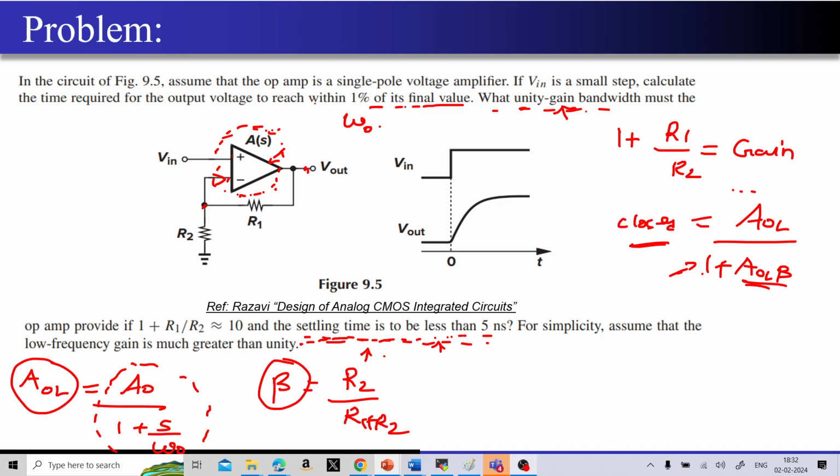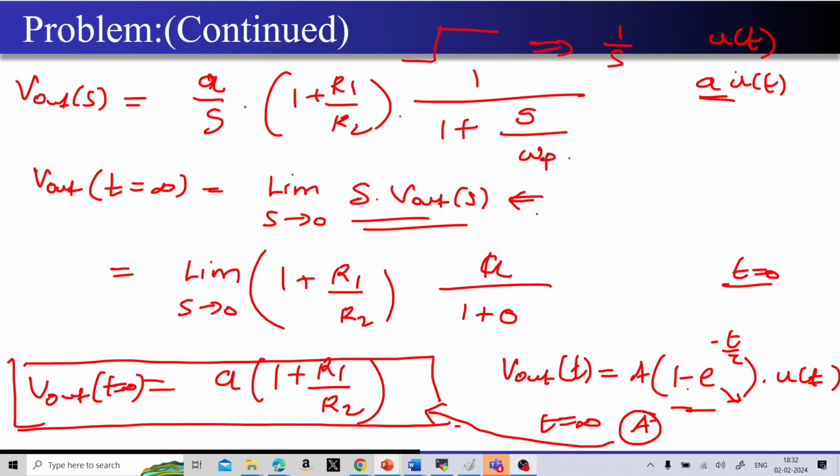So now before that, they are asking us to calculate the time required for the output voltage to reach within 1% of the final value. We have seen what that final value is: A is nothing but the amplitude of the unit step, A, into 1 plus R1 by R2, correct? So now what we have to find out is we have to take 99% of this value, that is 99 by 100, right? And then we have to find the time from that exponential equation that we have seen.